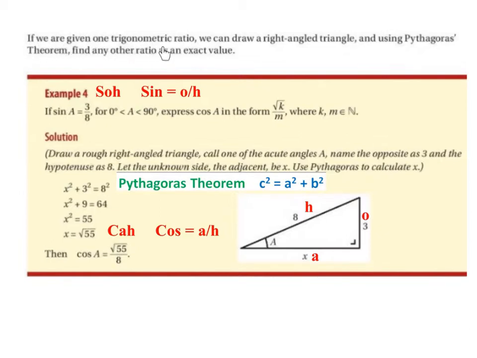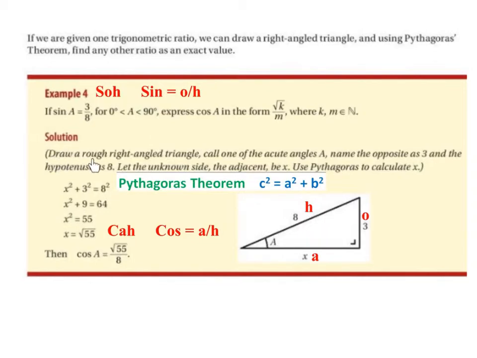If we are given one trigonometric ratio, we can draw a right angle triangle and use Pythagoras' theorem to find any other ratio as an exact value. So if sine of A is 3/8, for A greater than 0 degrees but less than 90 degrees, express cos of A in the form of root k over m, where k and m are elements of the natural number set. So the k and the m are positive whole numbers.